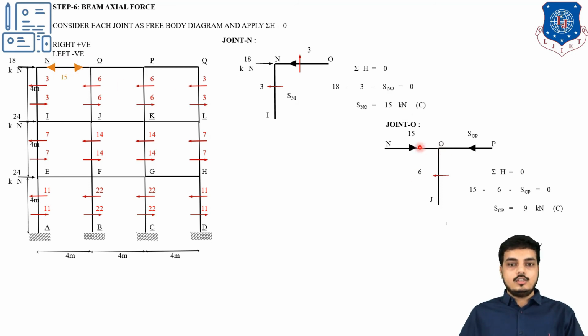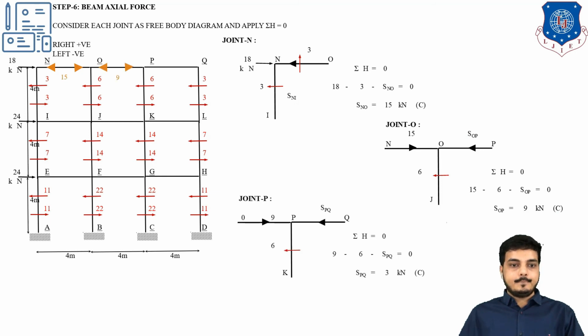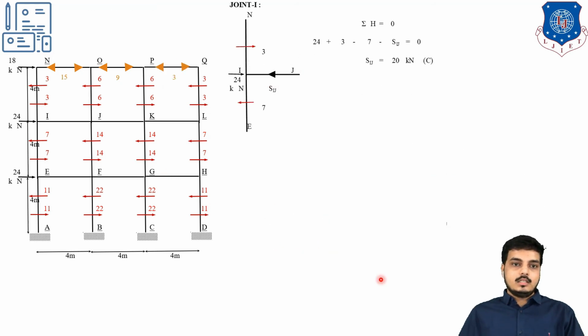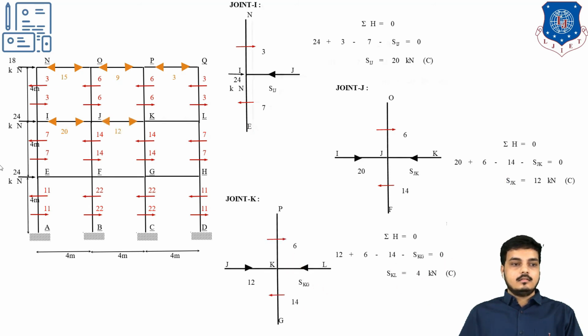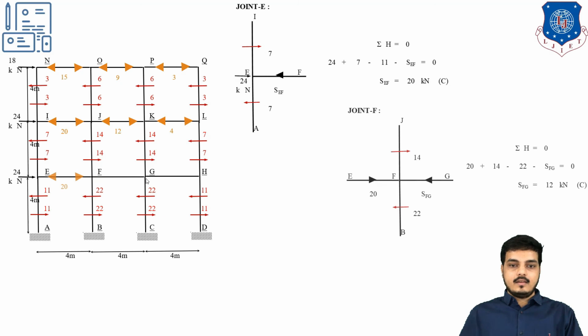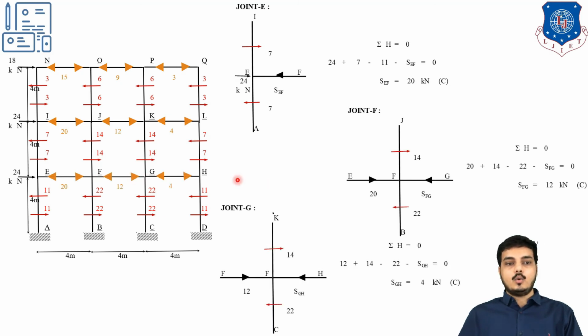Now, as this was coming out to be 15, equal and opposite needs to be placed. So now at the O junction, this 15 is coming over here. This is N6 and S_OP I have assumed on the left side direction because the major one is this 15. So summation of H equals to 0. 15 minus 6 minus S_OP equals to 0. So S_OP equals to 9. Similarly for joint P, P to O, P to Q and P to K, we can find out S_PQ. Similarly S_IJ, which is over here, then S_JK, then S_KL, then S_EF, S_FG and S_GH we can find out.